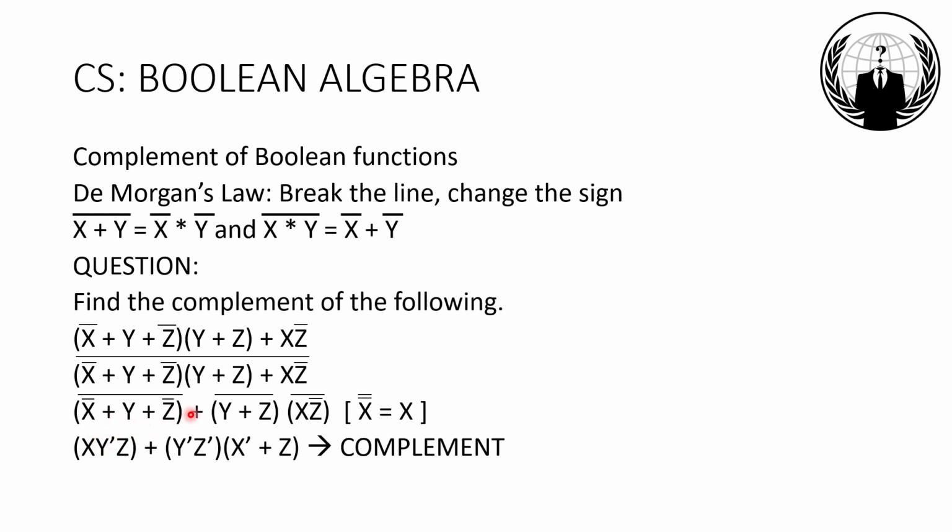So plus has been changed into multiplied, and plus remains the same as it has already been changed from multiplied to plus. Then x double complement is equal to x by involution law, y complement will come, then z double complement is equal to z, y complement, z complement, then multiplied by x complement, and z double complement is equal to z. So here we have found the complement of the given Boolean function.